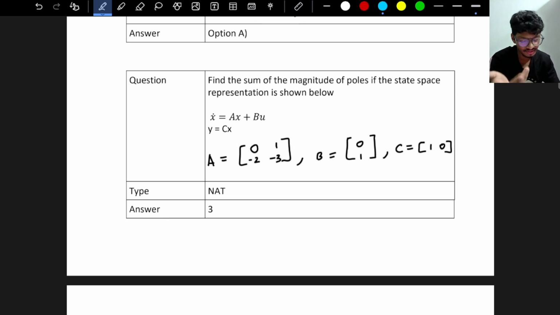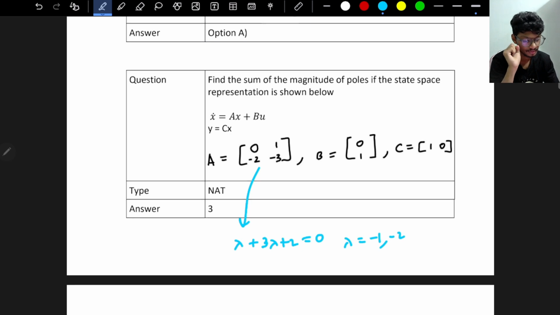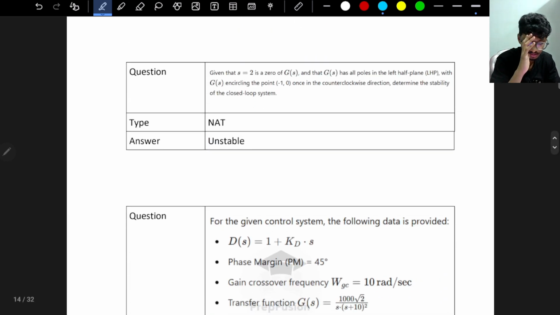So this again is a very simple question. You have to find out the sum of the magnitudes of the poles. So how do you find the poles? If the system matrix A is given, from the characteristic equation, lambda squared minus trace of A, that is plus 3 lambda plus determinant, that is 2. From here you will find the roots, that is -1 and -2, and these roots are actually the poles of my system. So the sum of magnitudes will be 1 plus 2, simply 3. So 3 will be the answer.